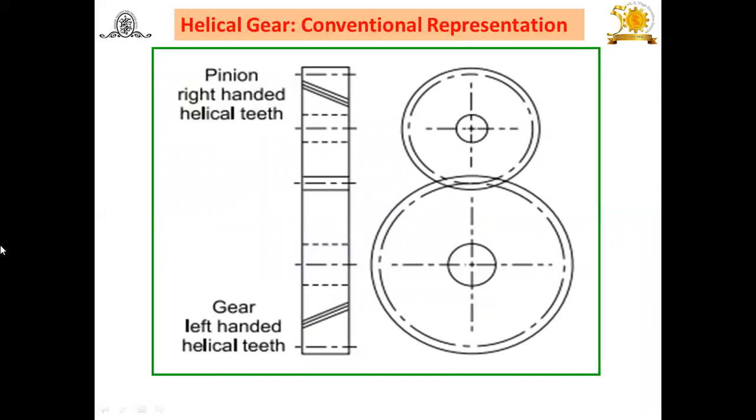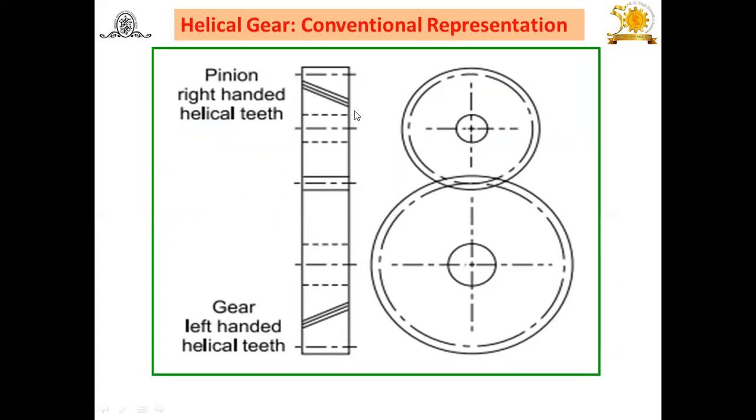Then in the terminology part, the conventional representation: how to represent it on paper. You will find here, this is a pinion, and this gear is a helical gear. How to represent it here? This is the axis, and this is also the axis of the pinion. Here it is going to mesh. But how to represent it on paper? Helix lines are shown here. Look at this.